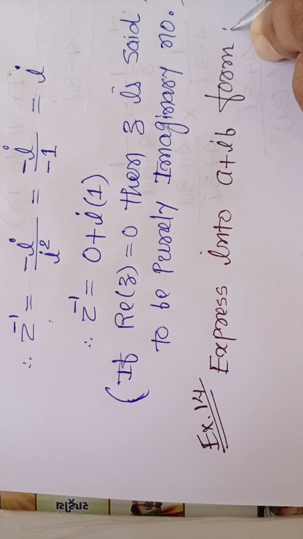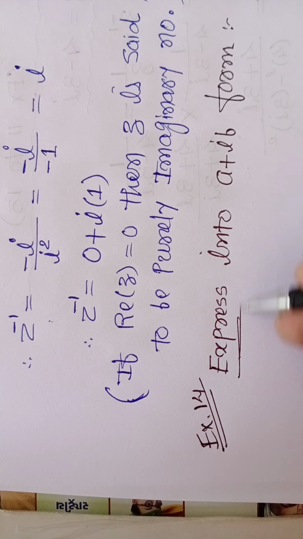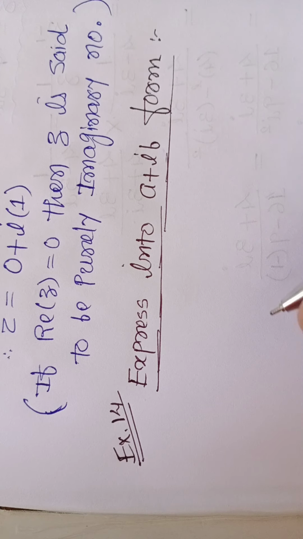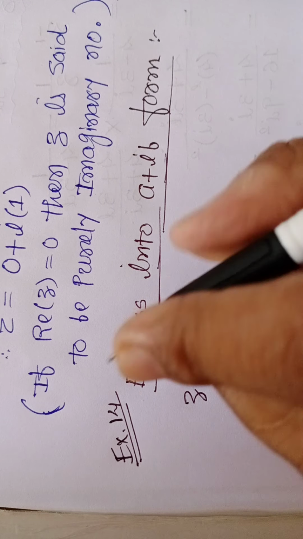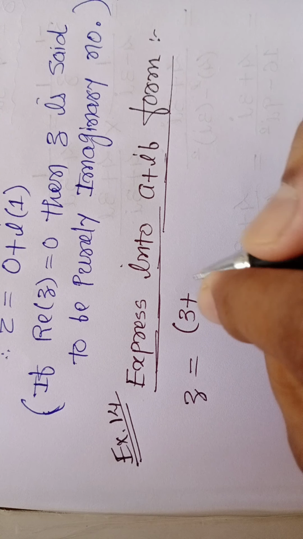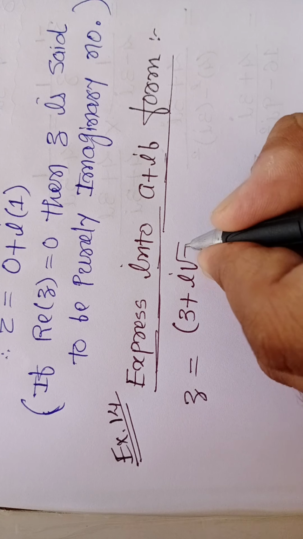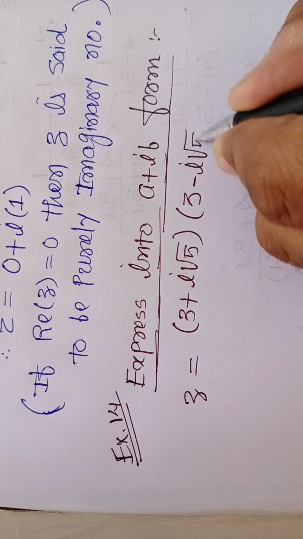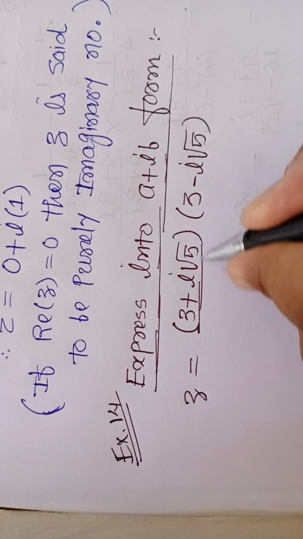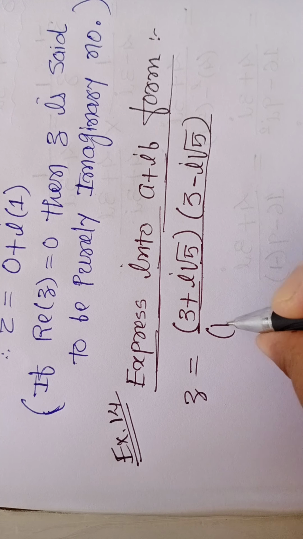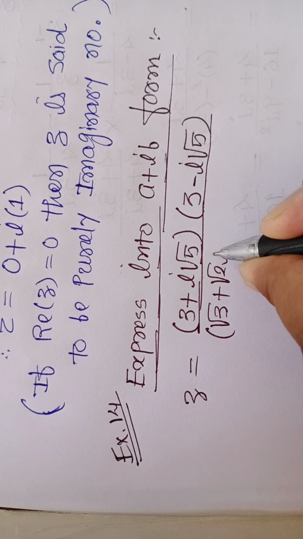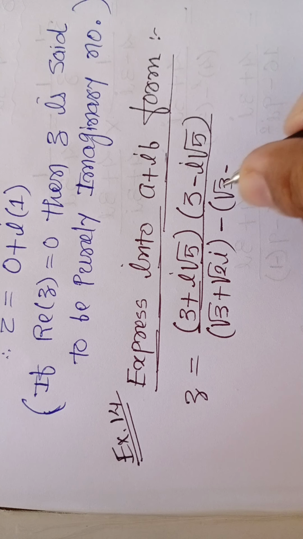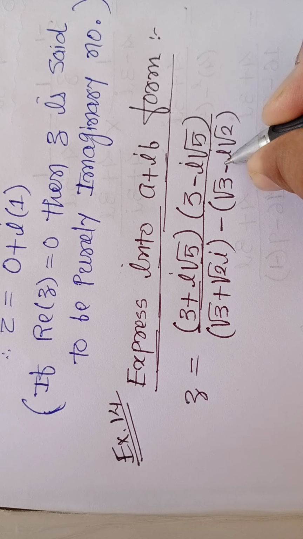A complex number is given, we have to express it into a plus ib form. So a complex number is what? Let us see. A complex number, we may say that as Z. Z is equal to (3 plus i root 5)(3 minus i root 5) upon (root 3 plus root 2i) and minus (root 3 minus root 2i), or i root 2 is this. Okay.